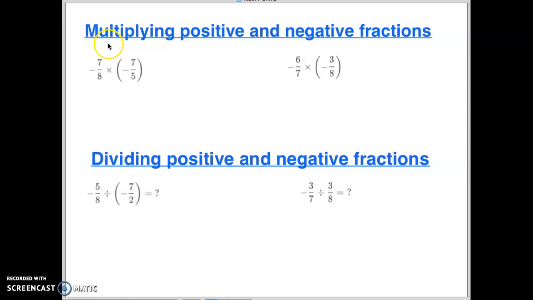I don't know if you've ever heard of the song that says multiplying fractions is no problem. First, you multiply the tops, then you multiply the bottom. So let's do that. What is 7 times 7? 49. What's 8 times 5? 40. A negative times a negative would be a positive, so it should be 49 over 40. Then, can we simplify that? In this case, no. So there's our answer.